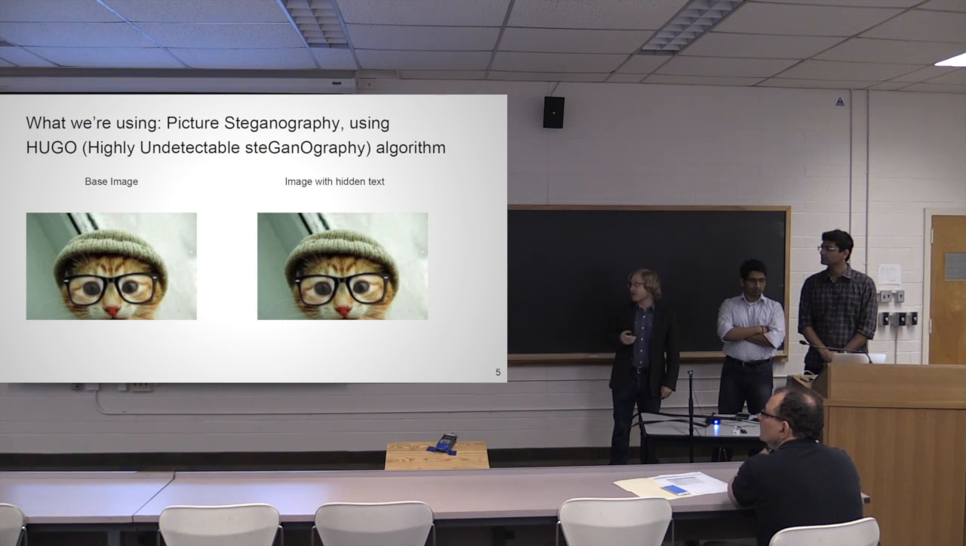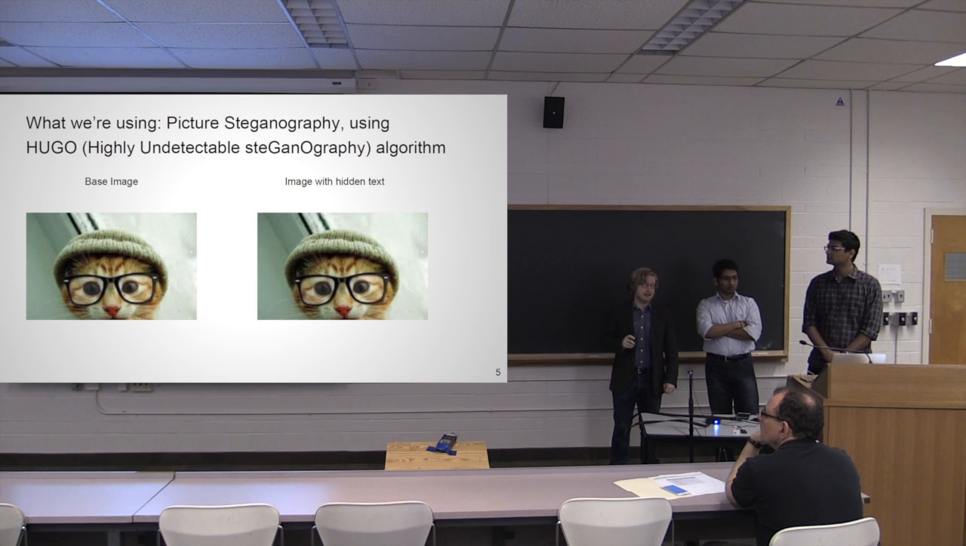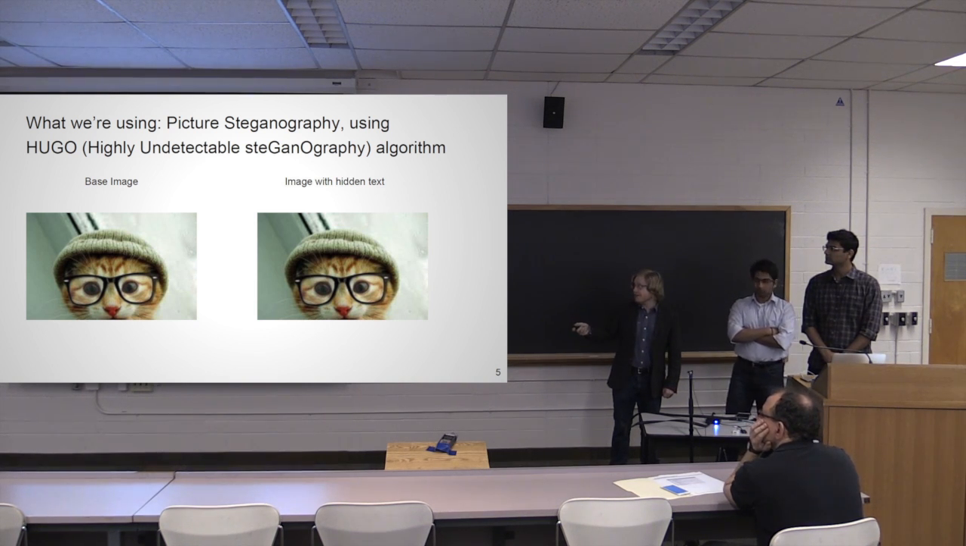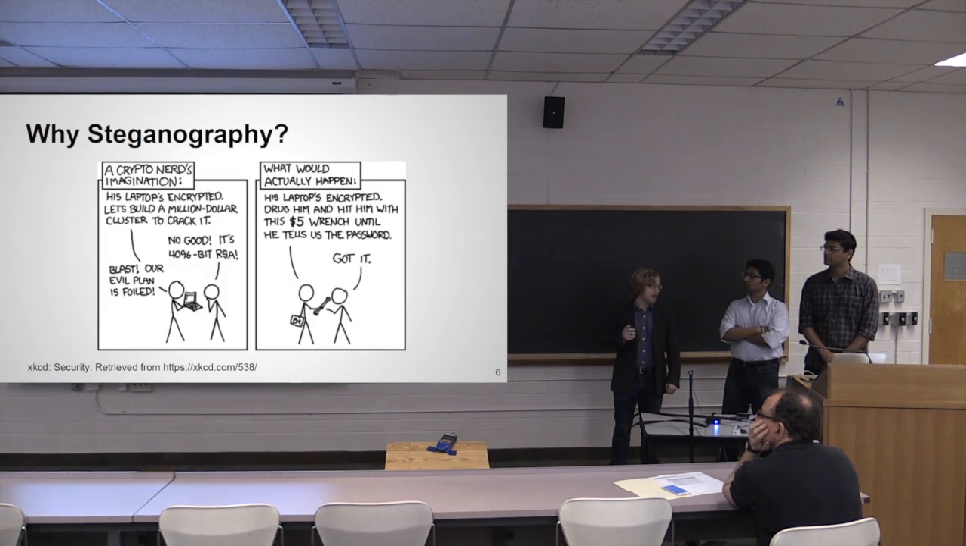We are using a form of steganography known as picture steganography, in particular an algorithm called Hugo, for highly undetectable steganography. And as you can see, it takes a base image here, and then this is the image using Hugo to hide text, and they're visually indistinguishable.